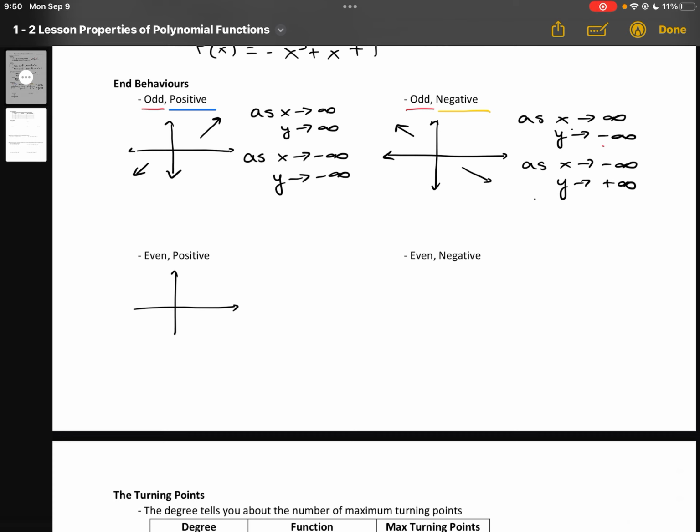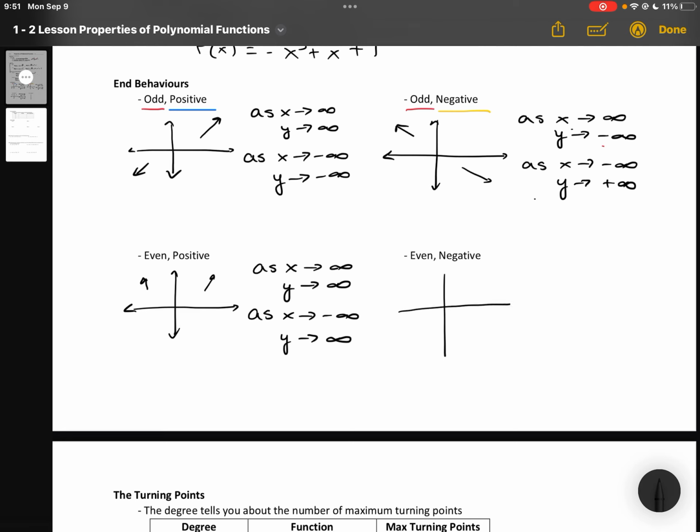positive. And so that's like the upward facing parabola. They both point in the same direction. As x gets bigger, goes to infinity, y also goes to infinity. And then as x gets bigger negatively, y also goes to positive infinity. Even negative, we know that they're going to finish in the same direction. And if the leading coefficient is negative, then they finish down.